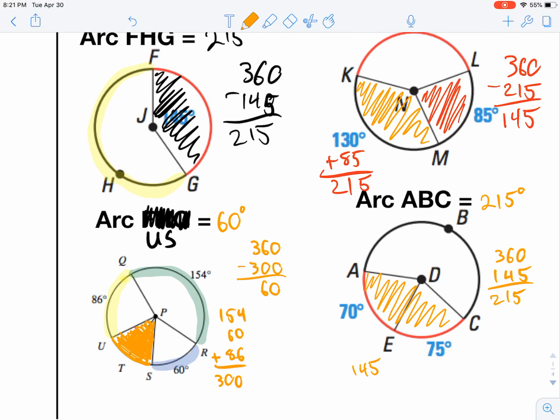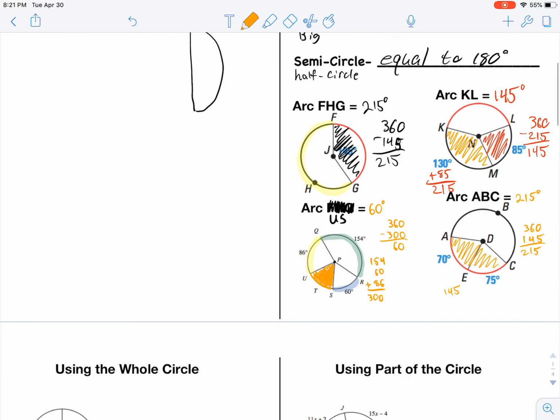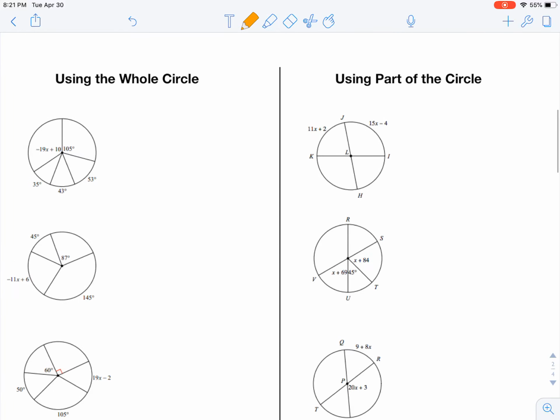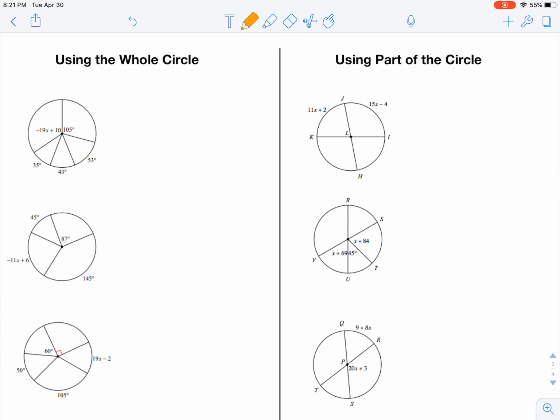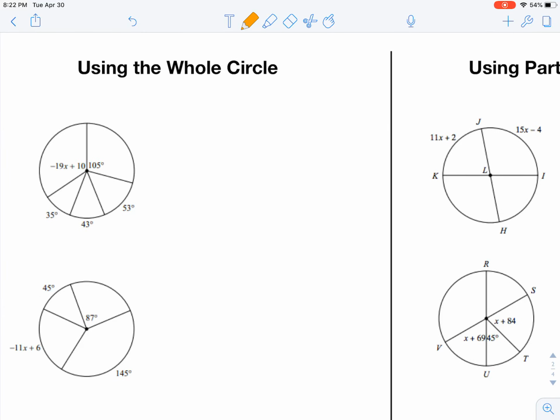Alright, cool. So that's a recap of yesterday. That should have gone by pretty quick and pretty easy. Let's look at these guys down here. We're going to have two big ideas. We're going to use the whole circle, and then we're also going to use part of the circle. So the whole circle, let's focus in on that. Is worth how many degrees? We were just talking about it. It's worth 360 degrees.